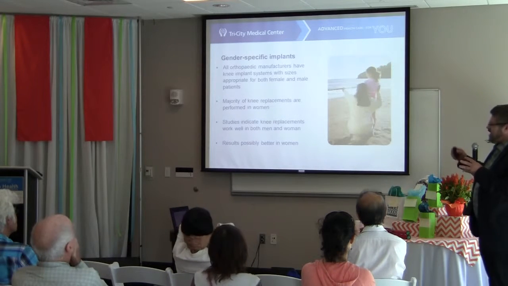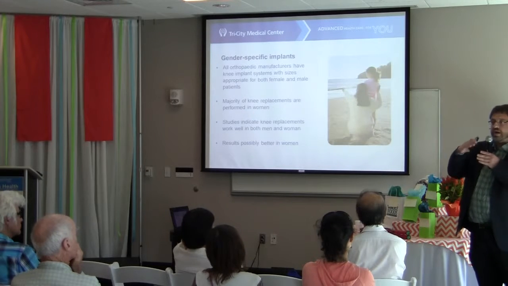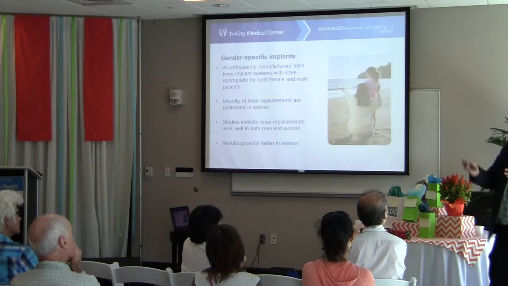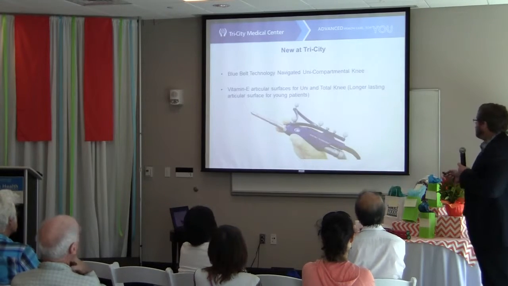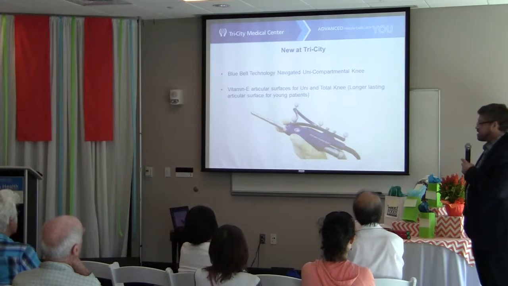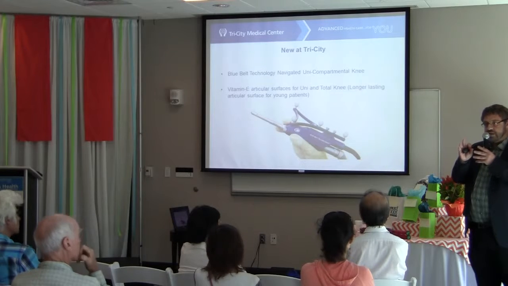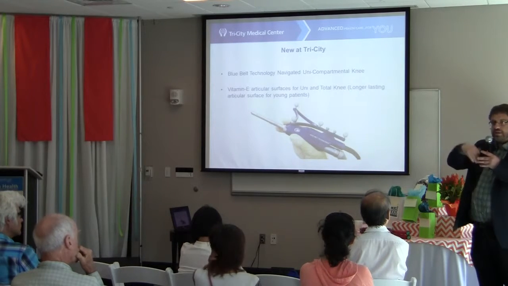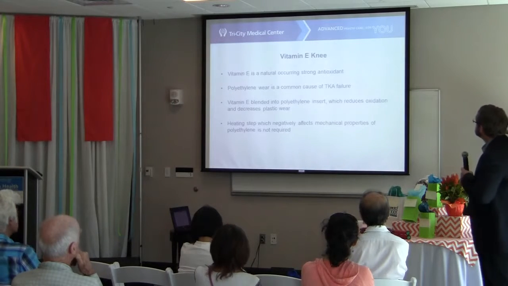Gender-specific implants have kind of fallen out of favor, but they found that the trochlear notch and certain anatomic characteristics in a female knee are different than in a male knee, so they've made specific implants for females versus males. We have a Blue Belt at Tri-City Medical Center. This is a robot where we take pictures of your knee once we get in there. The robot puts them in the computer, gives us a picture, and actually helps us make the cuts more accurately so the component placement is optimized.